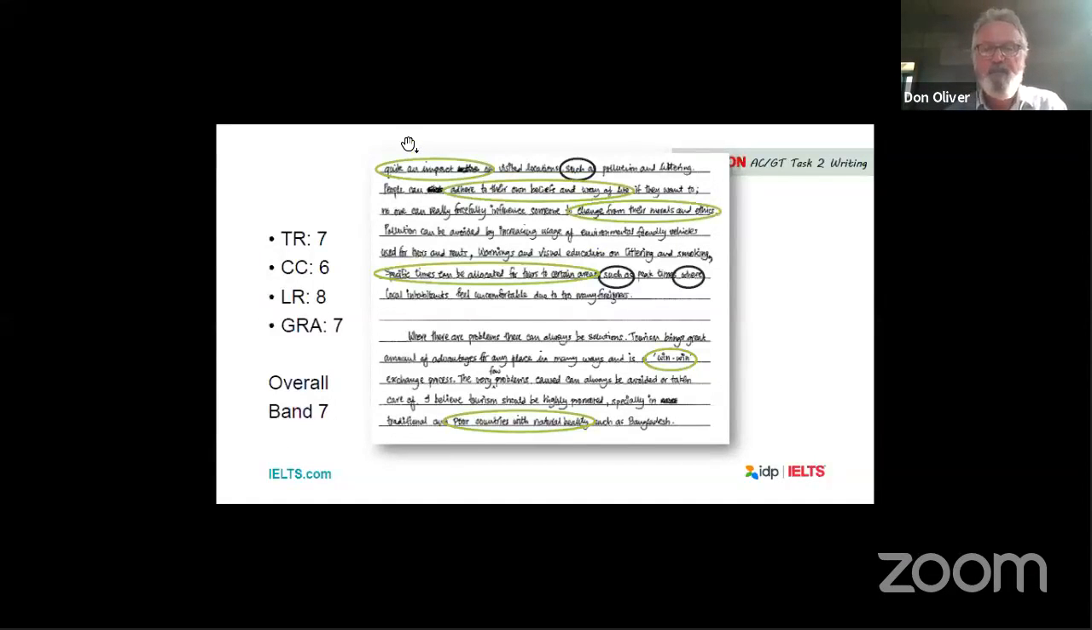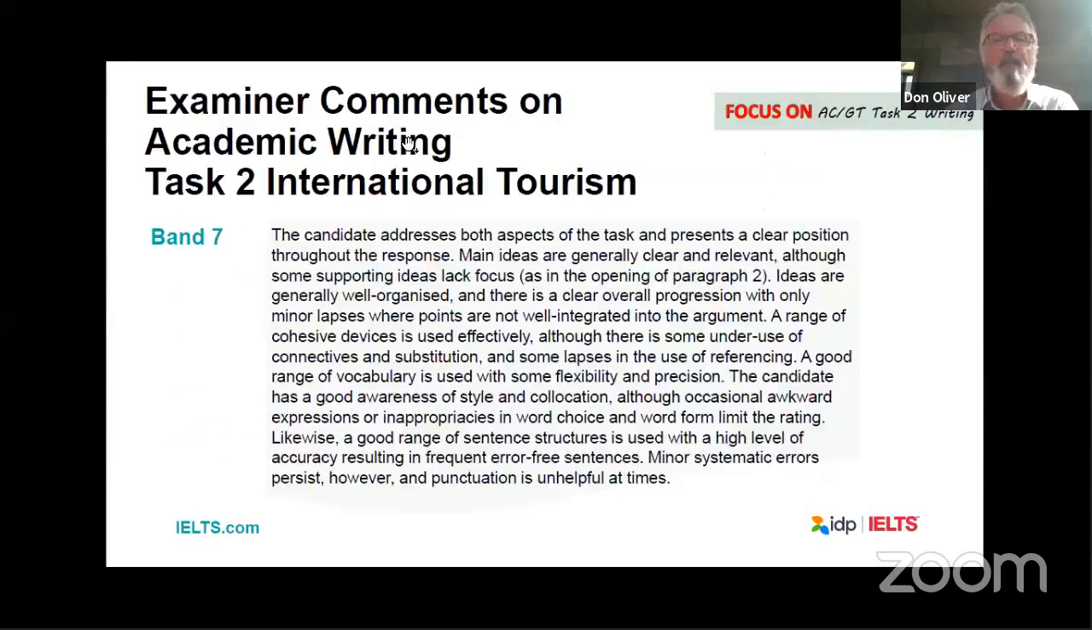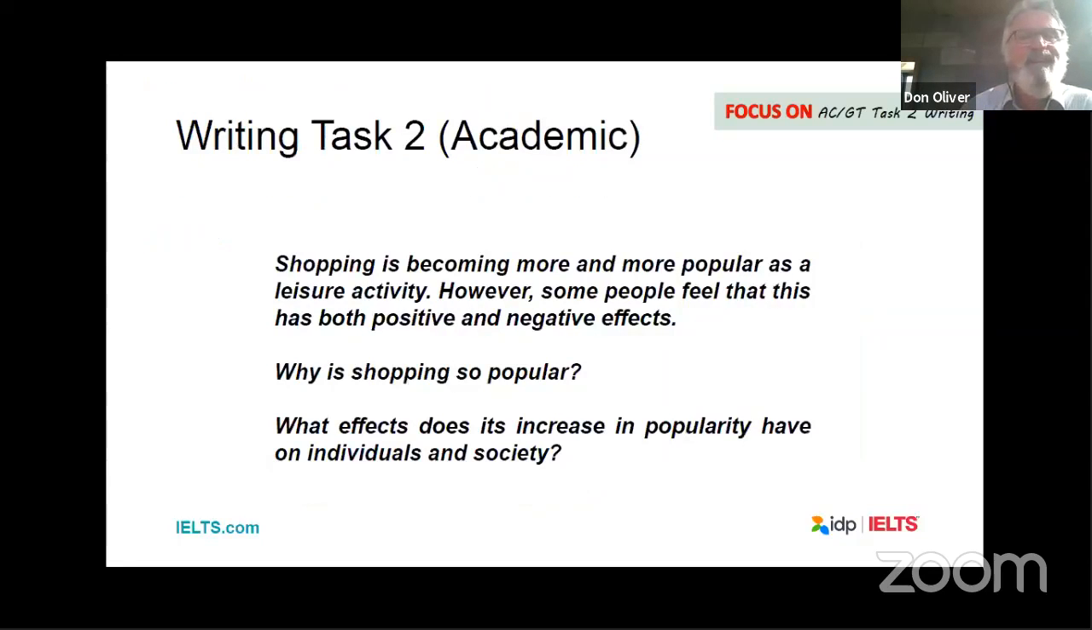Okay, let's go on. And here is what the examiner said about this task. And remember, I said this is a real test taker's essay. And you'll see that basically they repeated the same things that I just said then. Okay, we don't have much time to look at that. So let's continue.